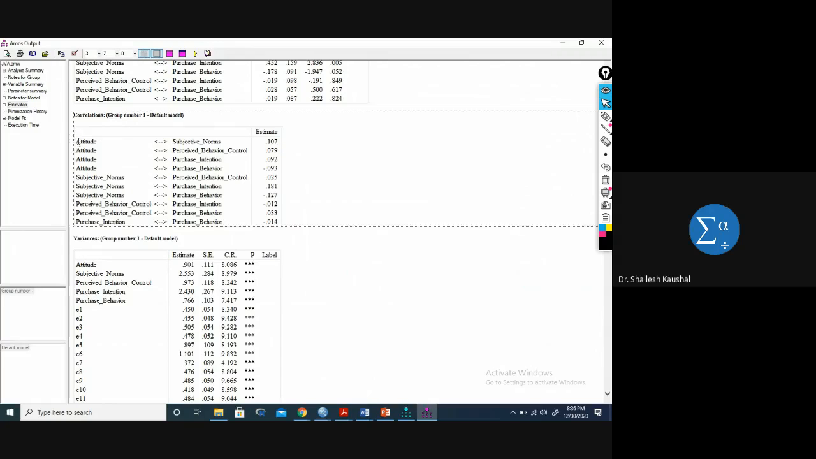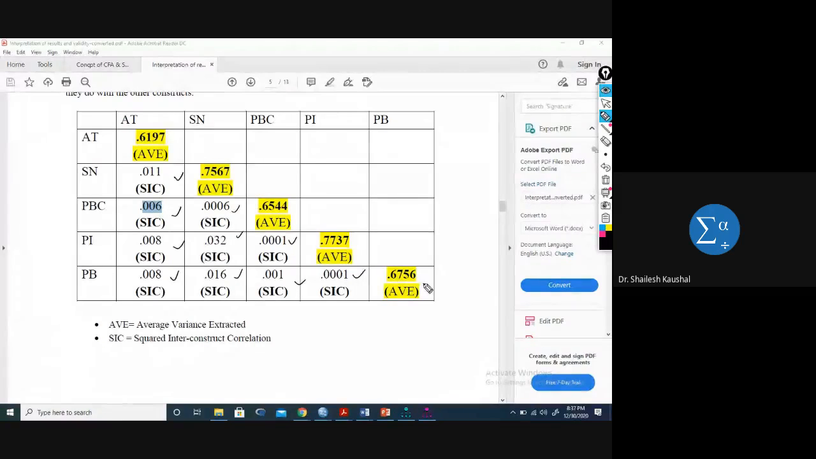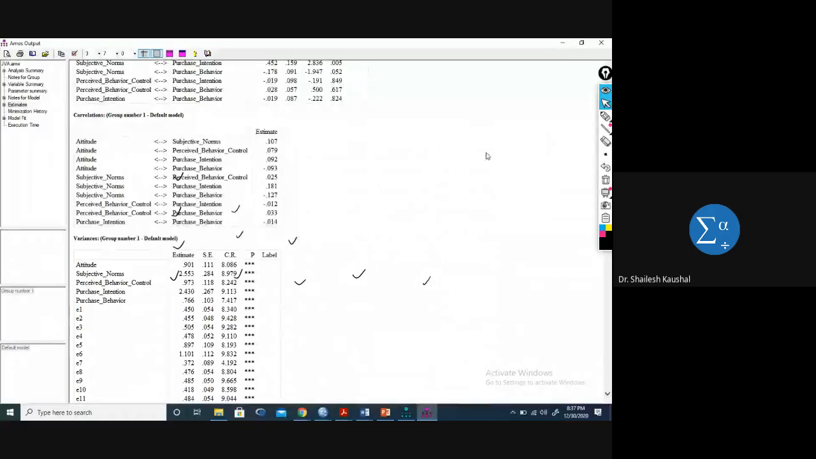So we will square all the values and put them in the lower triangular matrix, and then we see here that all the squared interconstruct values are less than the average variance extracted values. It is less than, less than, less than; all the values are. So there is no issue of interconstruct, and there is no issue of discriminant validity.